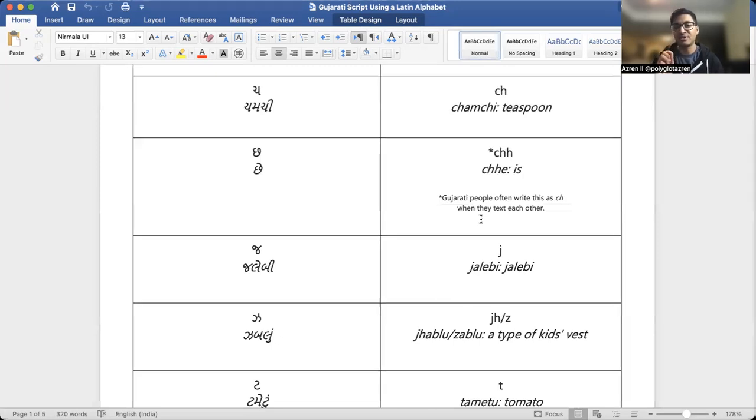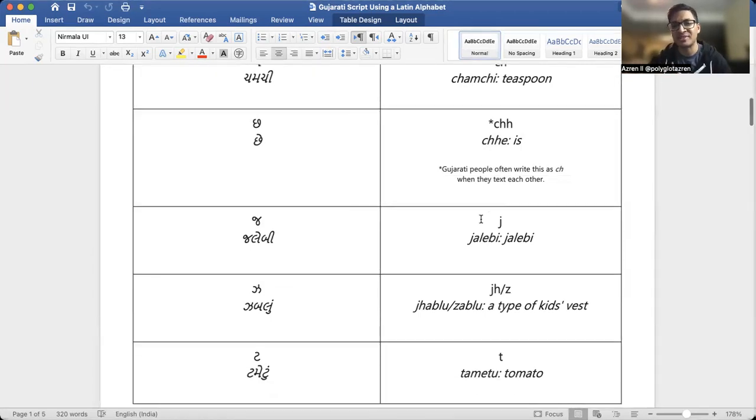Now, a small asterisk. When Gujarati people text each other, they frequently are not going to write chh. They're just going to write ch. I've written chh because the ch is already assigned to another letter in Gujarati. So to avoid doubles, I have a chh. Hope that makes sense.